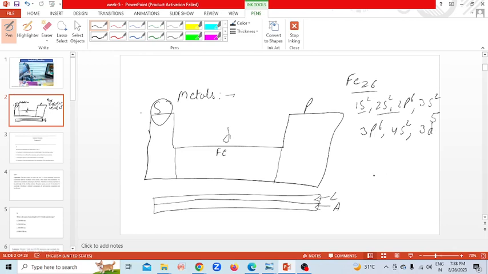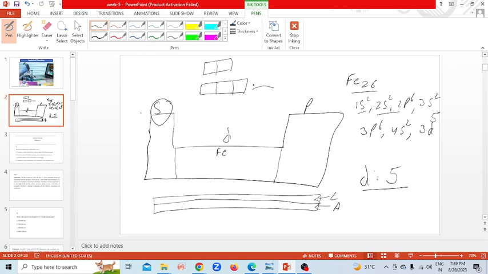How will it happen? There are 5 d orbitals; you need to memorize that there are 5 d orbitals. Total how many d orbitals? 5 d orbitals are there. Don't worry about what they are called. Now this is d5. If I draw the outer line, it will be like that.